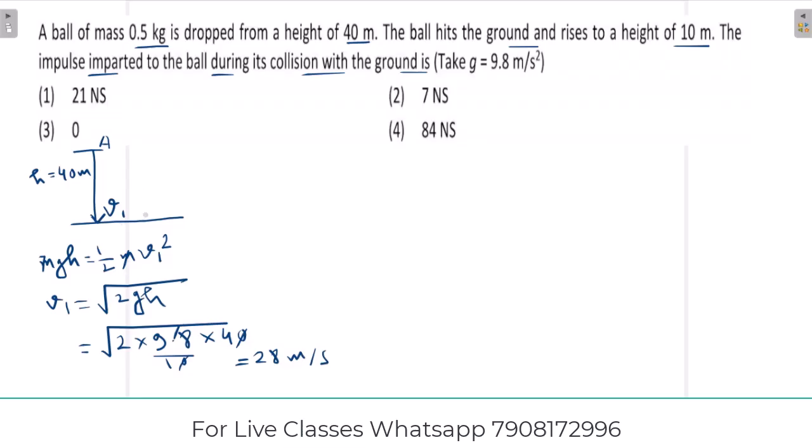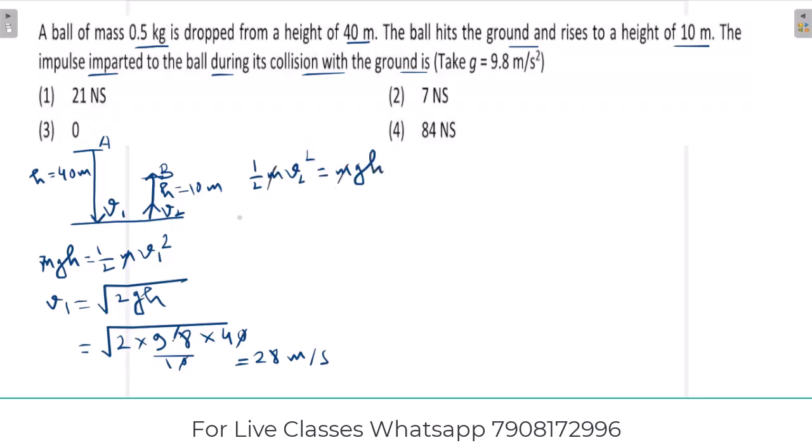Now when it rebounds, it goes a distance h is equal to 10 meter, and assume after collision its velocity is v2. So after collision its kinetic energy is half mv2 square, and this is equal to the potential energy at the highest point, that is at B, mgh. So mgh, h is here 10 meter.